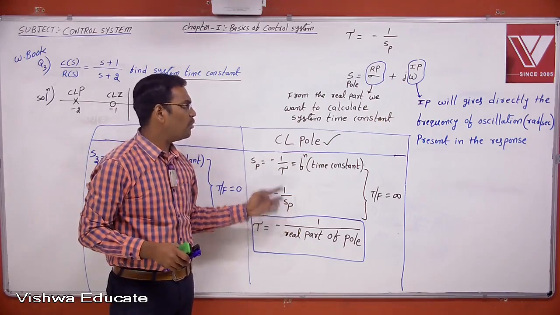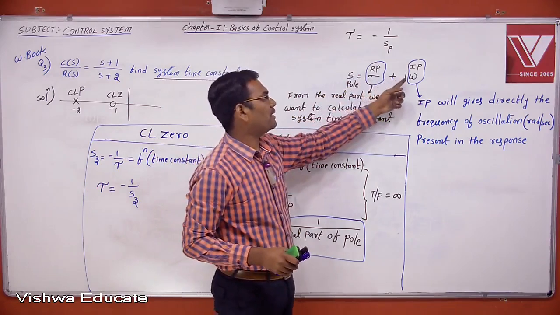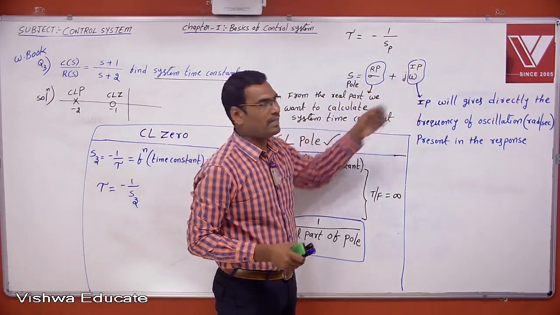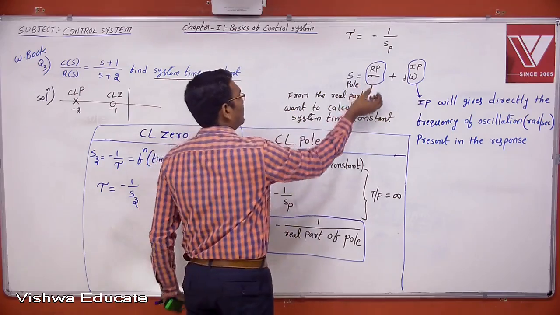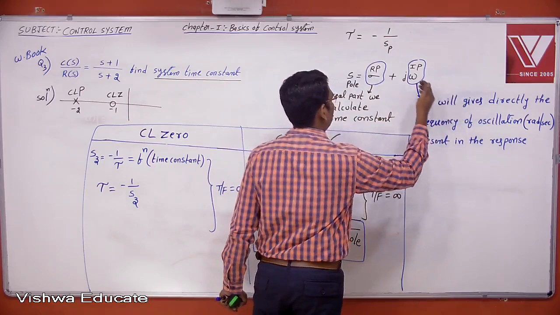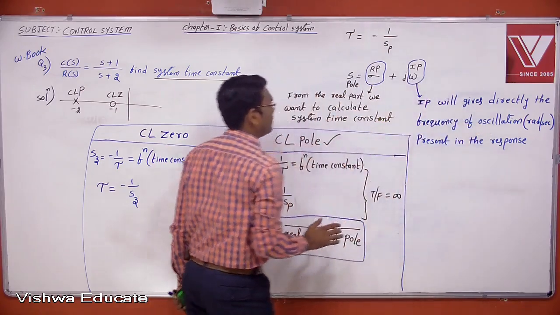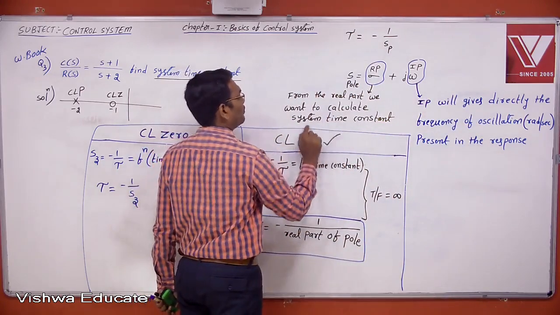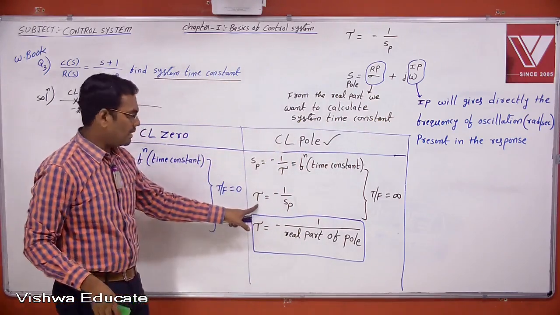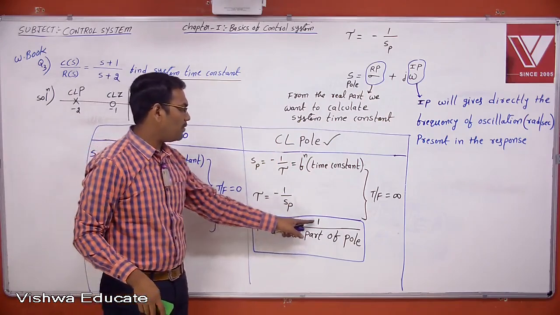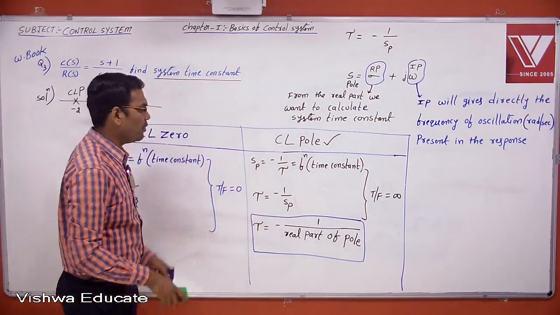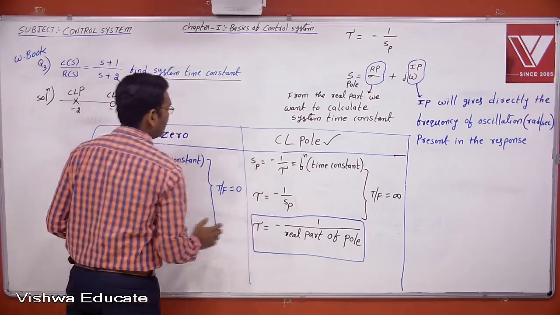The pole, s, means real part and imaginary part. The pole has a real part and also an imaginary part. Real part has this significance and imaginary part has this significance. The imaginary part gives the frequency of oscillation. From the real part, we want to find the system time constant. Therefore, the definition of system time constant is the negative of the reciprocal of the real part of the pole.